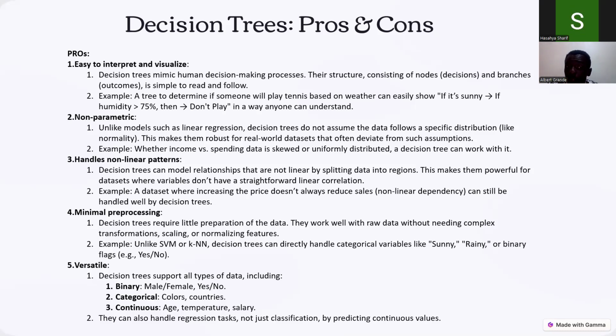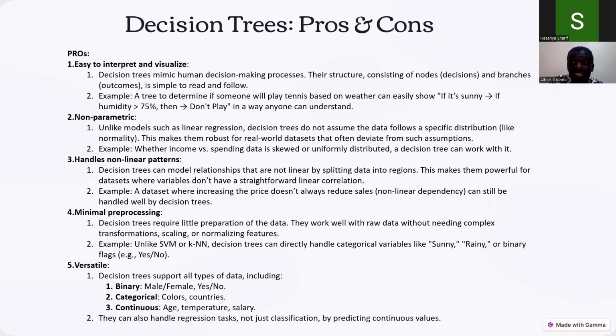They are versatile. They support all types of data, that is binary, categorical, continuous. So binary data, this is either true or false, male or female. For example, in a learning platform or environment, you have either completed or you have not completed. And then categorical, let's say you're either doing web, mobile applications, or programming languages. So that's categorical data. And then continuous, that is things like age, temperature, salary. So in an e-learning platform, we have the engagement time.